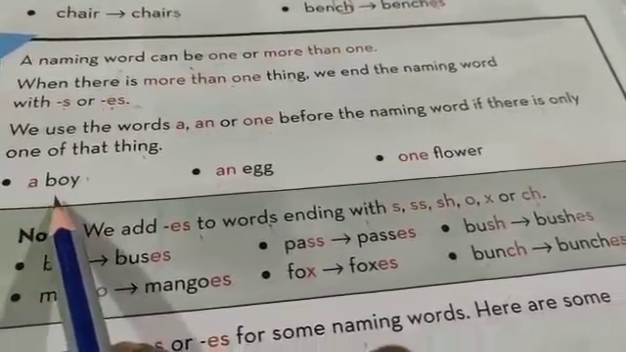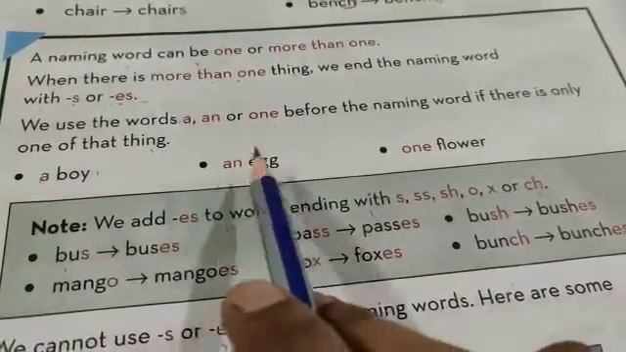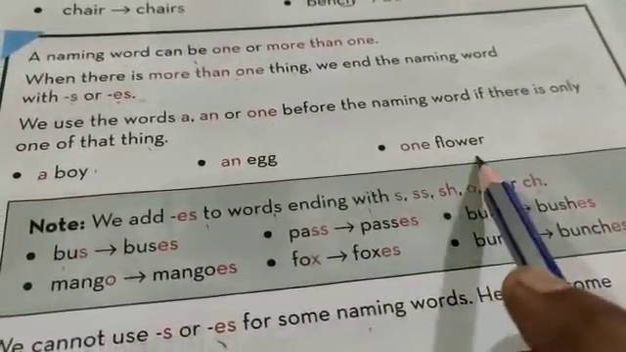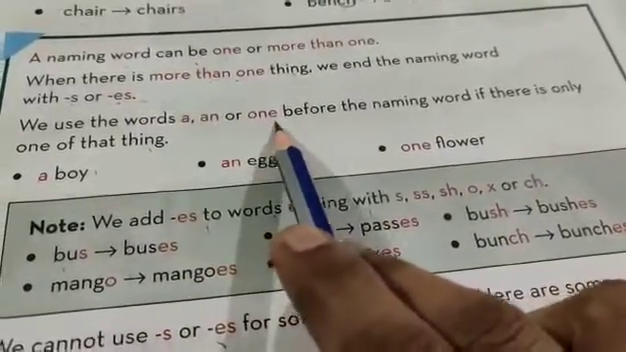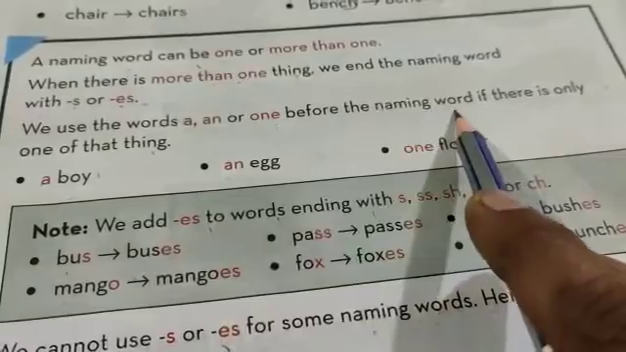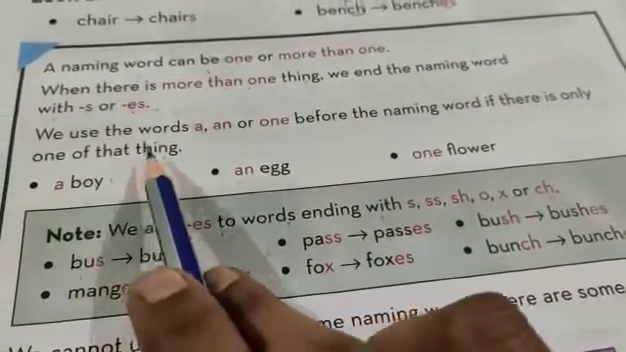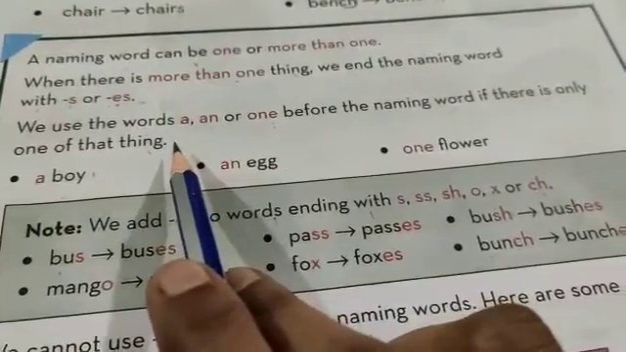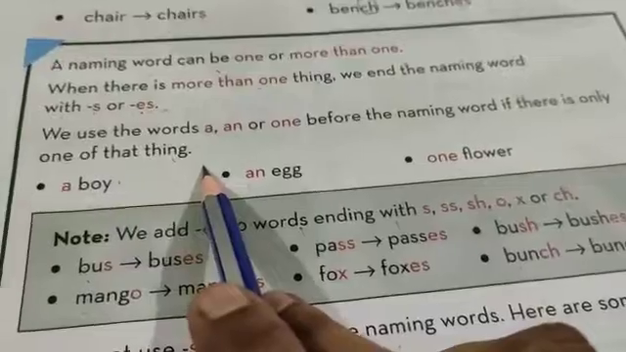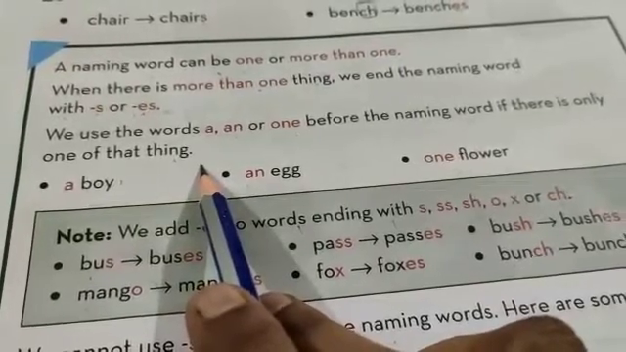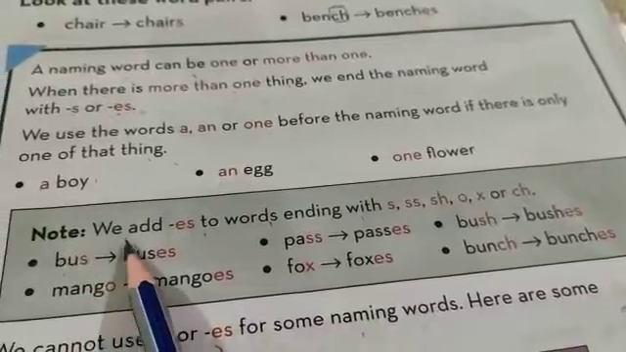Now here see, you can see a few examples. A boy, an egg, one flower. Okay, a, an or one is used before the naming word if there are only one of that thing. That means in front of only singular nouns we use a, an or one. Okay, see here they have given you a note.